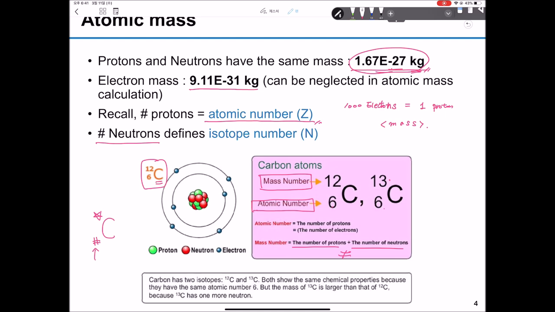Okay, so here these two show the same chemical properties because they have the same atomic number, which is 6. But the mass of this one is higher because it has one more neutron. So we can get a hint from here that the chemical property of a material or atom depends on the number of protons. Okay. All right. And we'll learn why throughout the next couple of lectures.